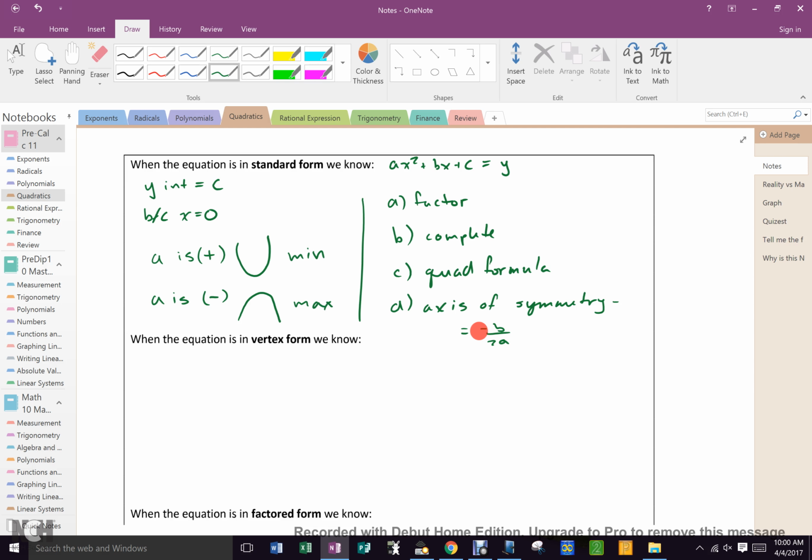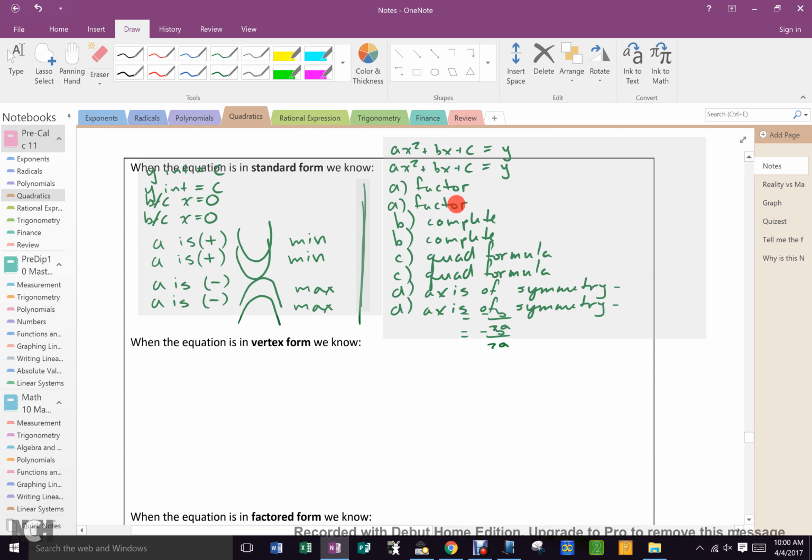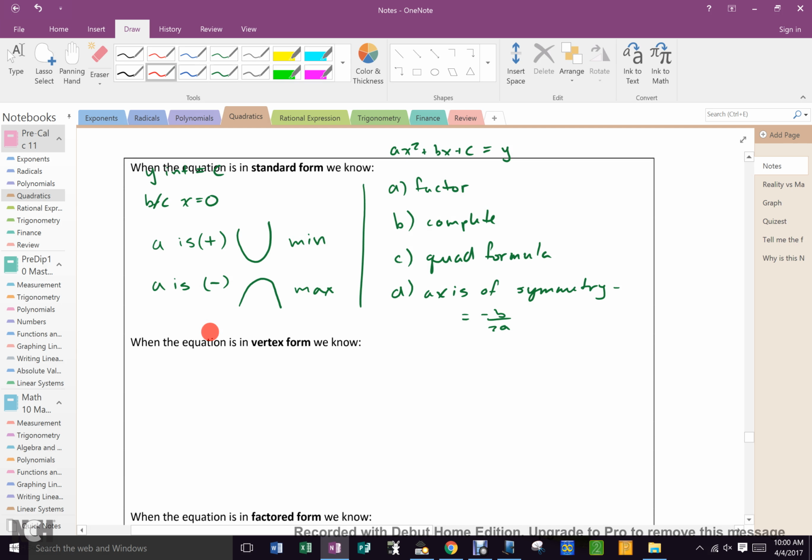When the equation is in vertex form, vertex form looks like what? Y equals A bracket X minus Q or P. I can never remember which it is. It's P in that one, right? Plus Q. What do we know? We know A still works, whichever it is, positive, negative.